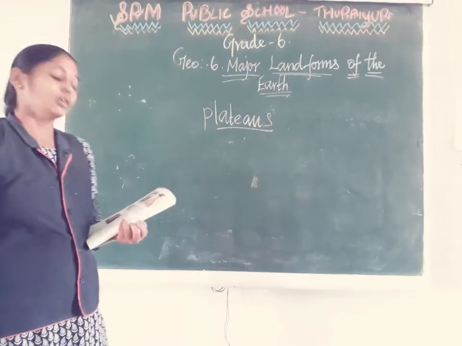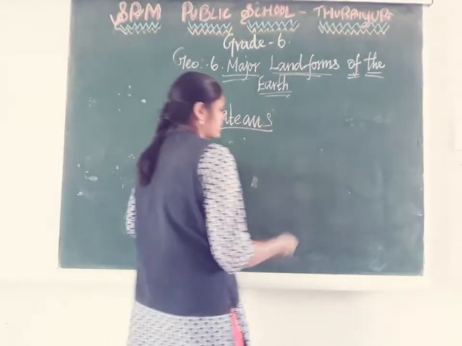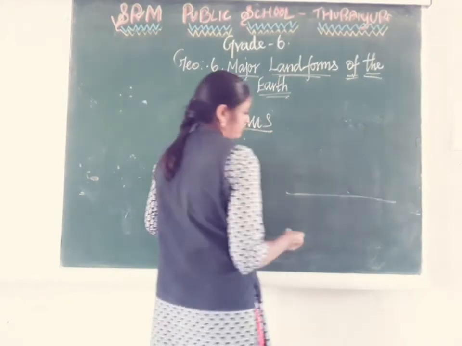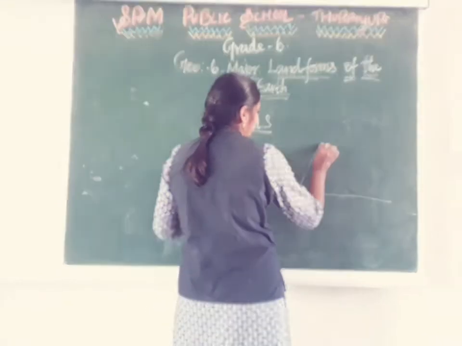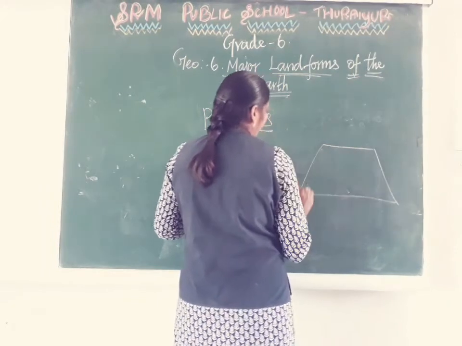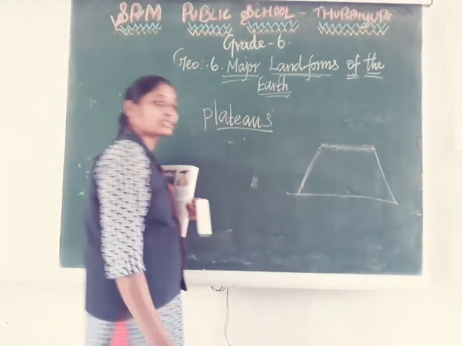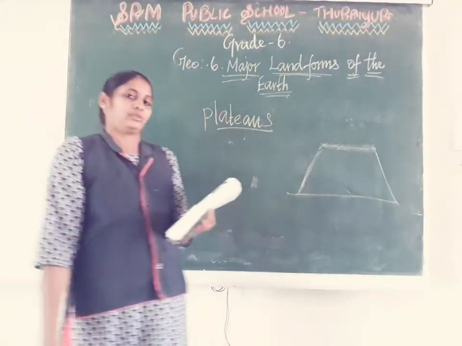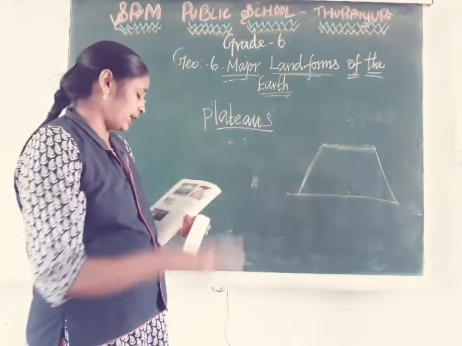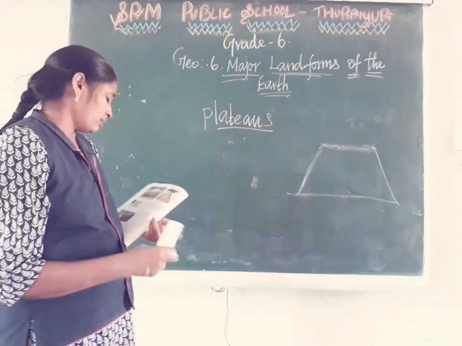So a plateau is an elevated flat land. Suppose this is a plain. We have a small mountain, and in that mountain we have flat land, that elevated flat land. This flat, elevated table land is called a plateau.